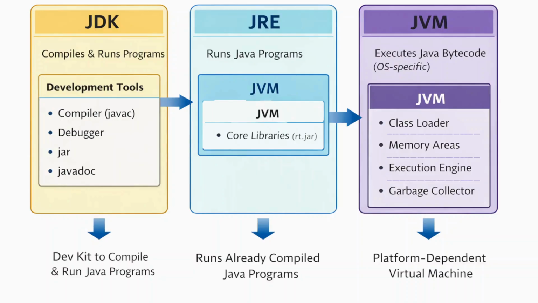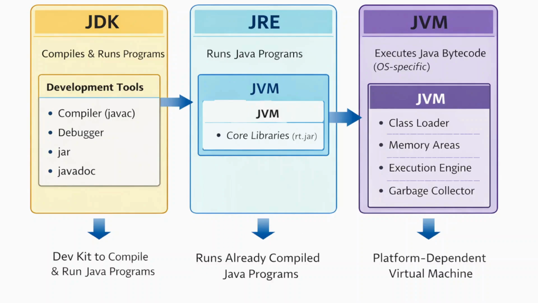JRE contains JVM and core libraries which support running Java programs. This is not for development, it is only for running Java programs. JVM stands for Java Virtual Machine. This is very important, it actually executes the bytecode and converts bytecode to machine code, and it also manages the memory and garbage collection. And the very important point: JVM is platform independent.